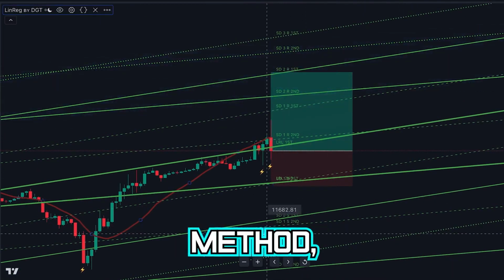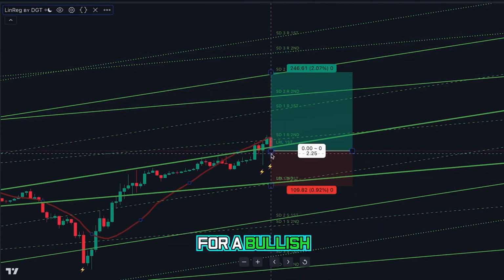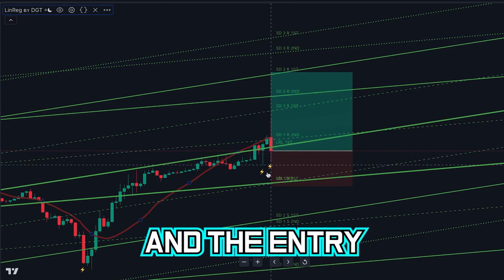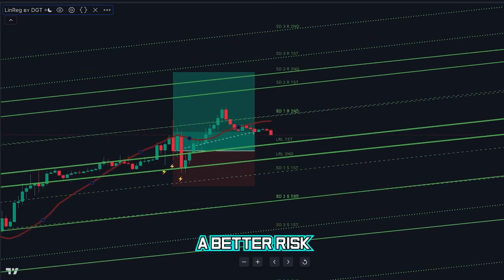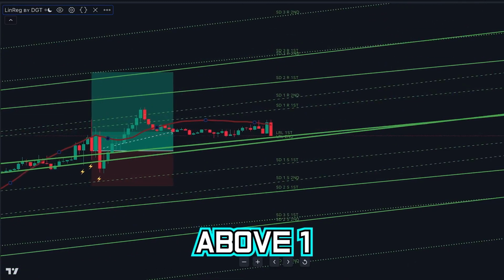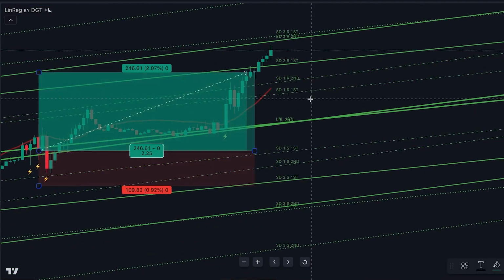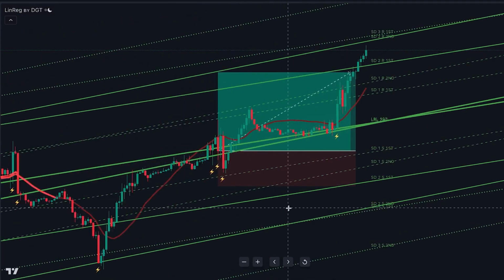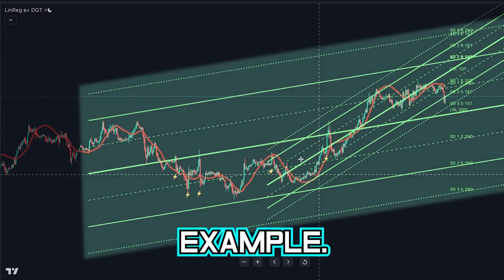When doing this method, while not necessary, it is a good idea to ensure that the entry candle for a bullish trade is bearish and the entry candle for a bearish trade is bullish. This will allow you to get a better risk to reward, typically above 1 to 1.5. Once you have executed a trade, you also have the option of using the regression curve as a way to trail your entries. Here is another example.